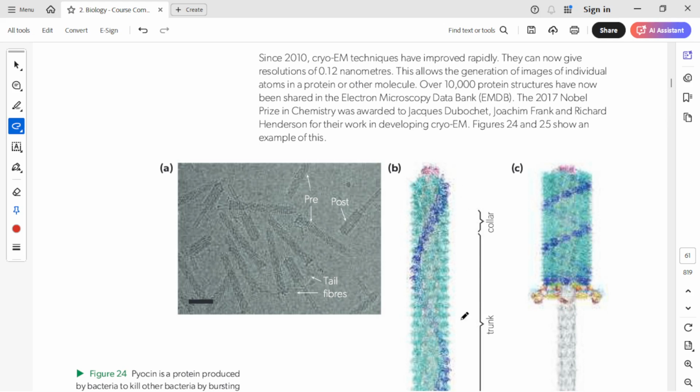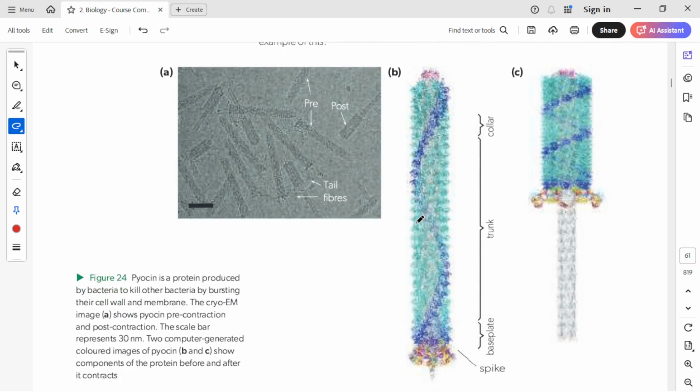This is one interesting protein structure which certain bacteria use to kill other bacteria present around them, because those other bacteria are utilizing the resources, the food that this particular bacteria might use later on. So this bacteria produces certain proteins which kill the other bacteria around it. It's a very interesting concept, and these particular proteins are called pyocin. It is a protein produced by bacteria to kill other bacteria by bursting their cell wall and membrane.